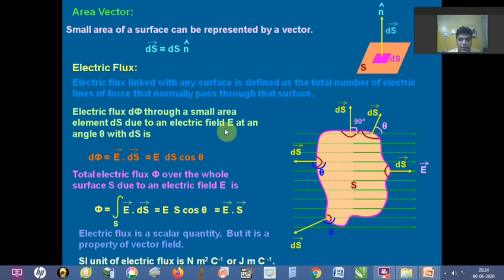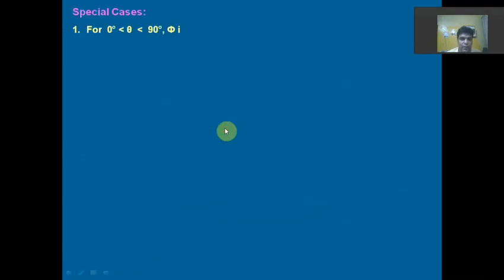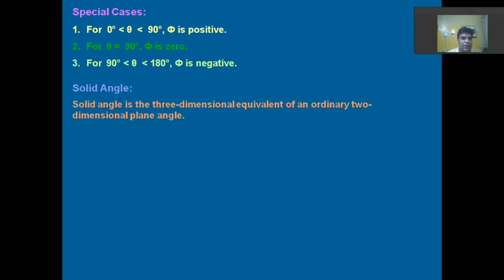Next we come to the special cases: when it will become positive, when it will become zero, and when it will become negative. When theta is less than 90 degrees, flux is positive. When theta is equal to 90 degrees, that means E ds cos 90. What is the value of cos 90? 0. That means in that case flux is always 0. When theta lies between 90 degrees and 180 degrees, the value of flux is always negative.